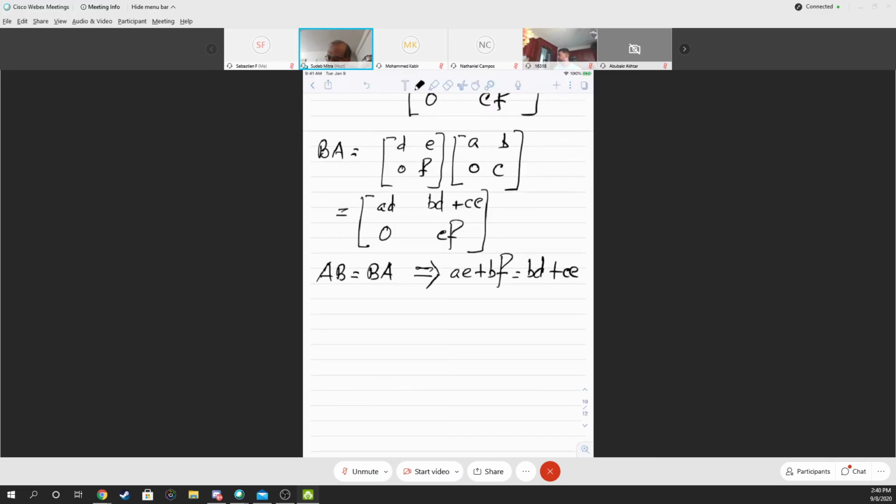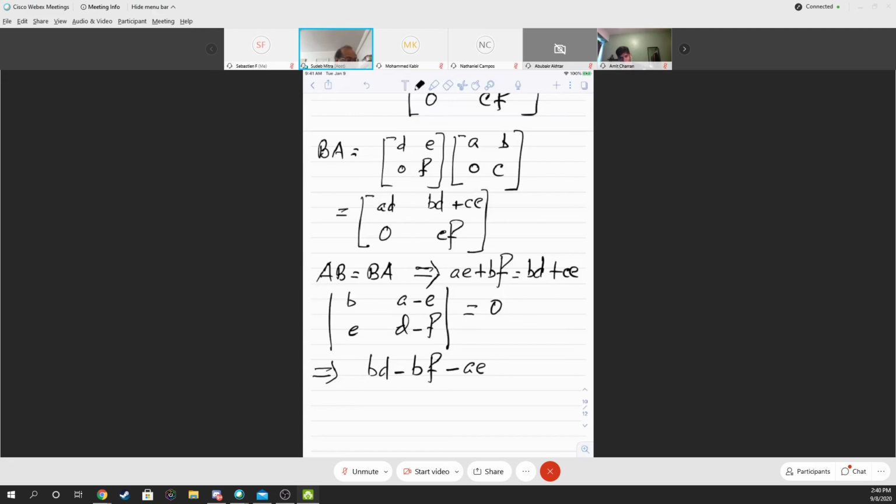Okay, they're saying if and only if. Now the determinant of B A minus E, D minus F is 0 implies what? BD minus BF minus AE. This cannot be. This cannot be. Wait a second. This cannot be. There must be a typo somewhere.